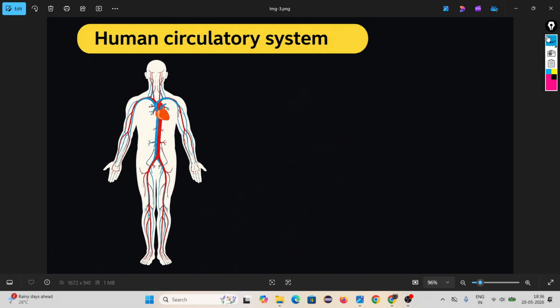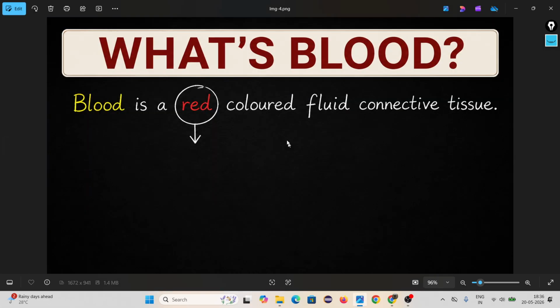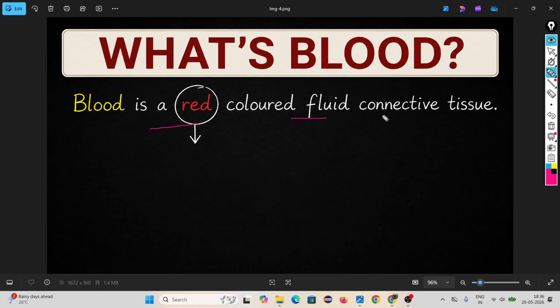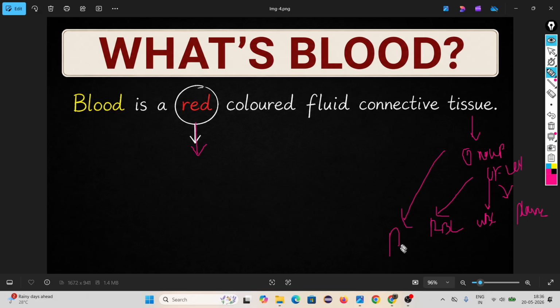Then come to blood. What is blood? Blood is a red color fluid connective tissue. First thing, why is blood red? Tissue means a group of cells. Blood has several types of cells like RBC, WBC, plasma, platelets. Blood has these many components.